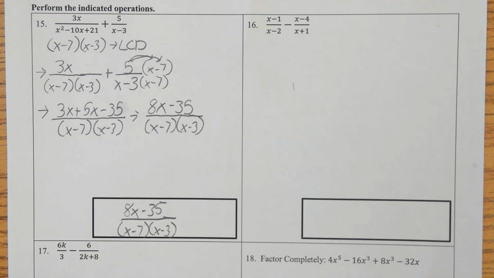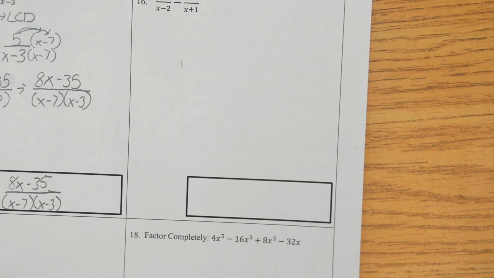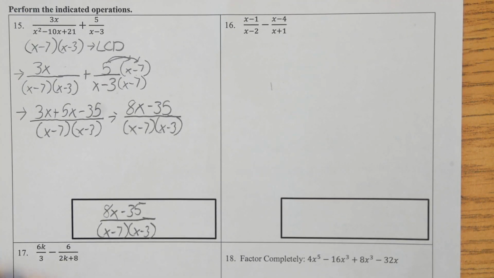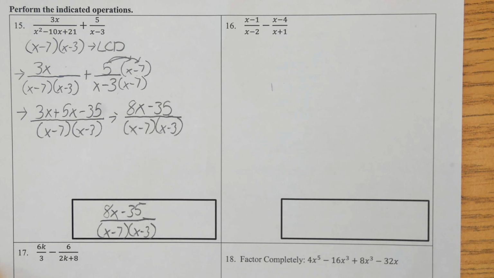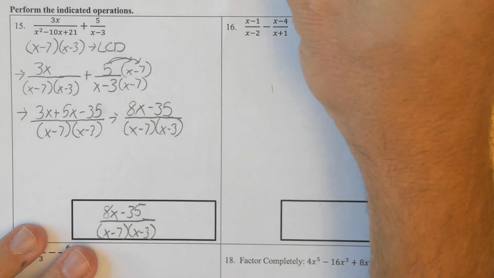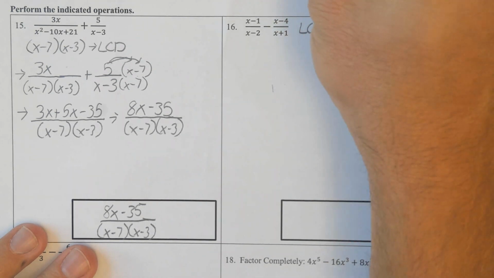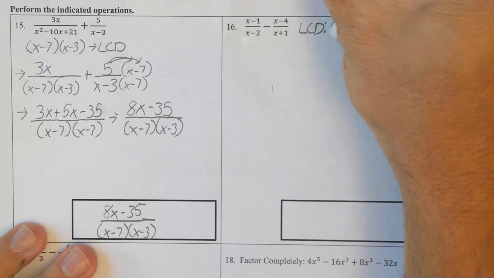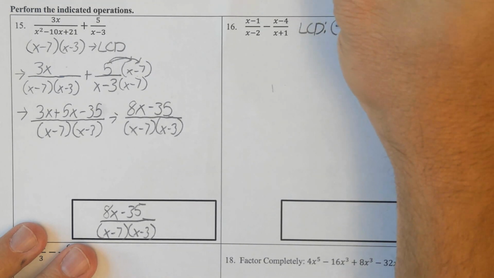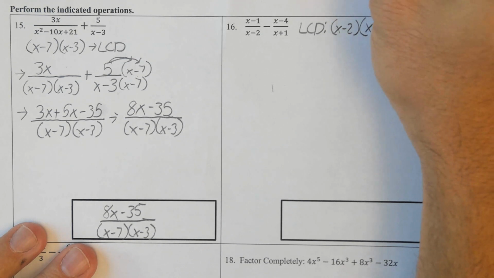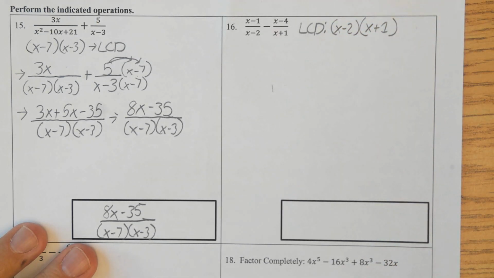Okay, 16 here, so we talked about this today in class. Whenever your two denominators are just binomials that can't be factored at all, the only way you can get the LCD is by multiplying them together. So my LCD then is just going to be x minus 2 times x plus 1.